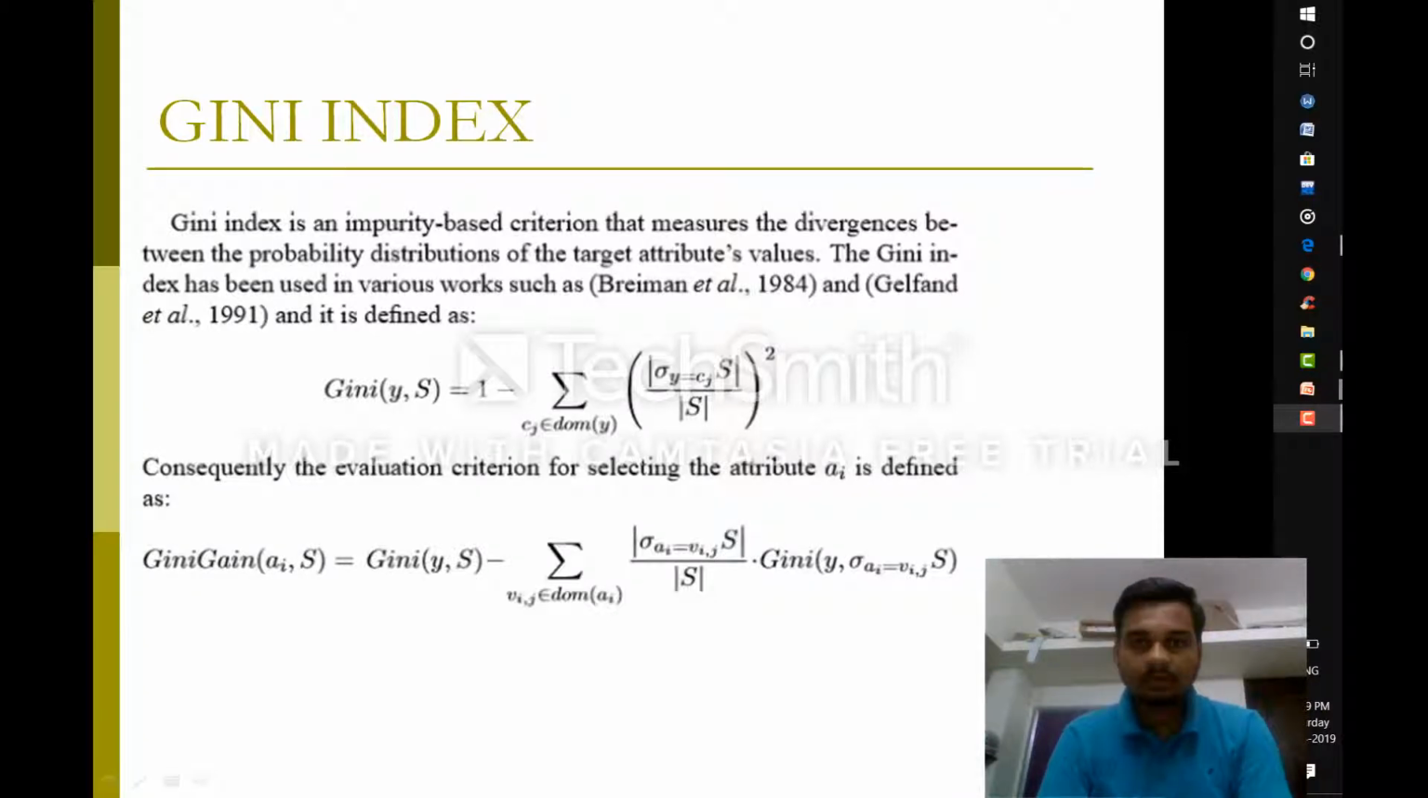So in this segment we are going to discuss the Gini index. First of all, I'll discuss the definition of Gini index. After that, I'll give some examples of how to calculate Gini index.